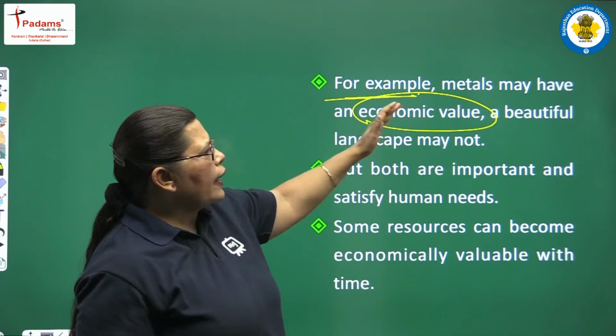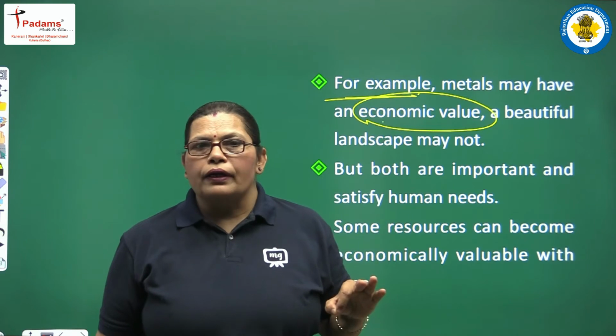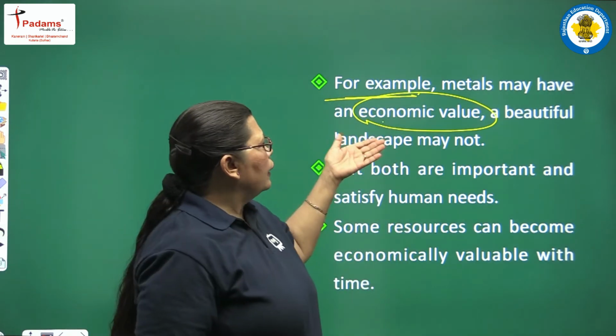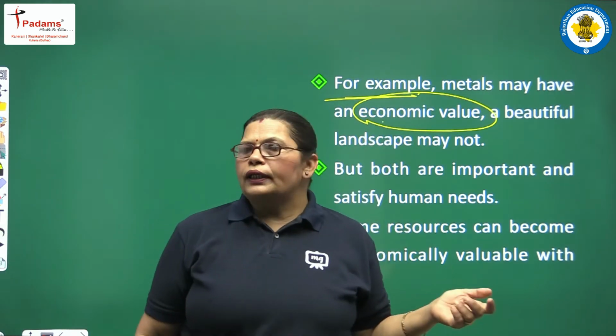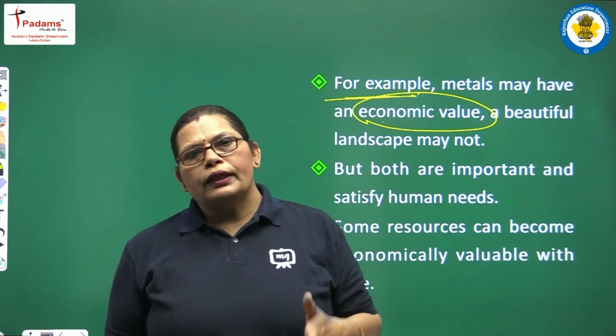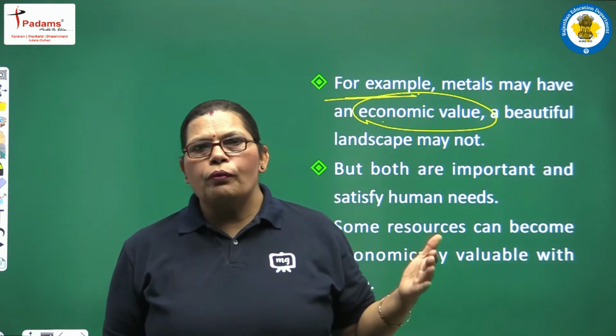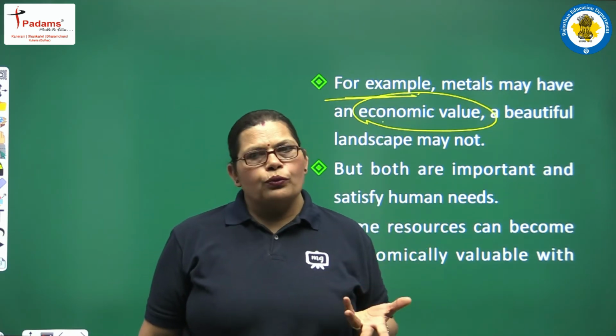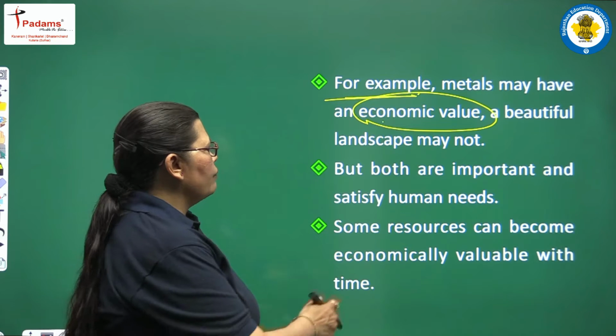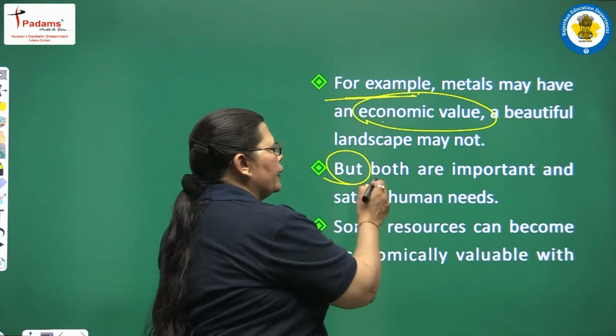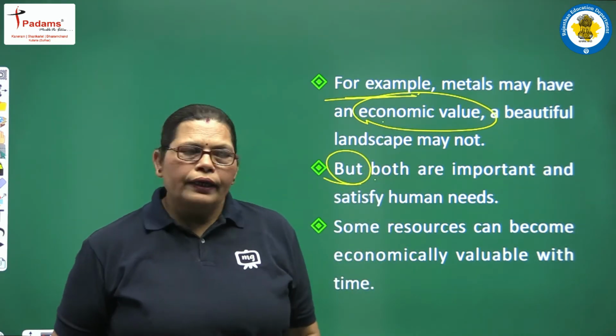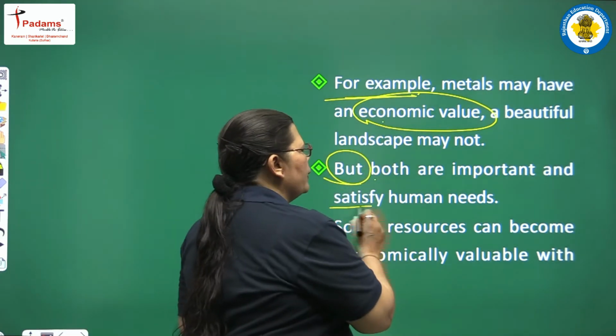तो हम यहाँ पे क्या कहेंगे बच्चों? हम यहाँ पे कहेंगे कि एक दृश्य है, बहुत ही सुंदर दृश्य है, लेकिन उसकी इतनी वैल्यू नहीं है जितना कि कोई मेटल है, उसको आप यूज़ में लेते हैं तो उसकी ज़्यादा वैल्यू है. But again, both are important and satisfy human needs.